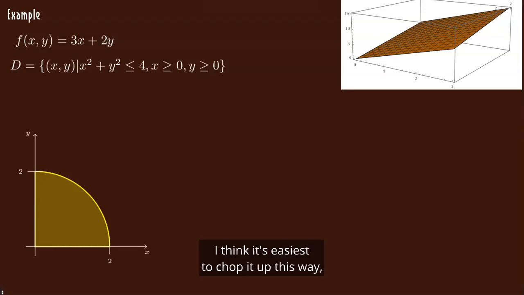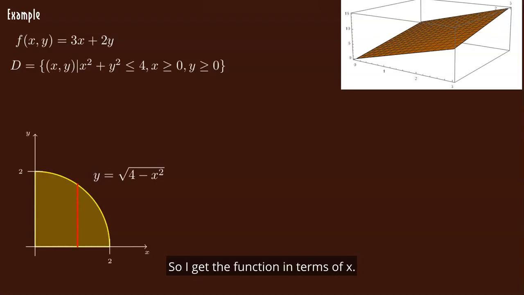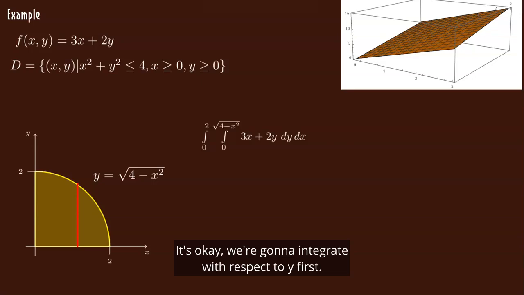I think it's easiest to chop it up this way, and then I will solve for y, so I get the function in terms of x. So I'll be integrating y from 0 to square root of 4 minus x squared, and x goes from 0 to 2. So let's set up the integral. We have this. It's kind of crowded up there. It's okay. We're going to integrate with respect to y first.